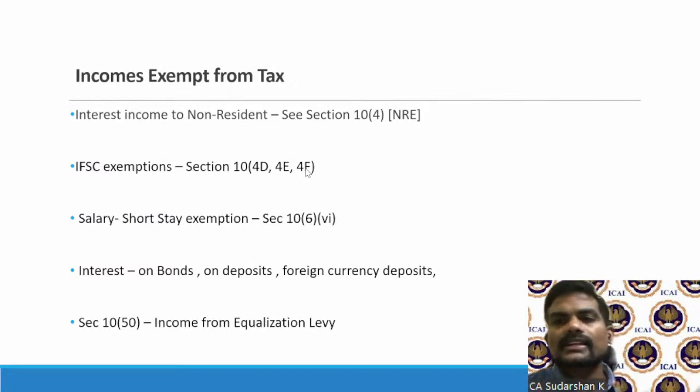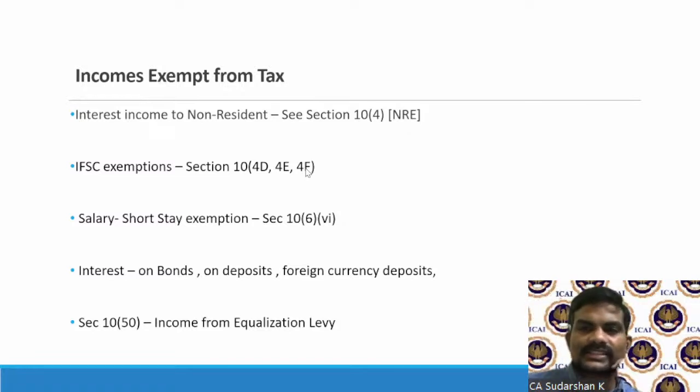So broadly, these are the incomes that are exempt from tax. At your level, from an exam standpoint, I would specifically want you to look at 10(4D), 4E, 4F on the IFSC, because those are the recent amendments made. So if at all the examiner wants to test, he may probably throw something on the IFSC. So please look at 10(4D), 4E and 4F on the IFSC part. Otherwise, the rest are all traditional incomes that are exempt from tax.